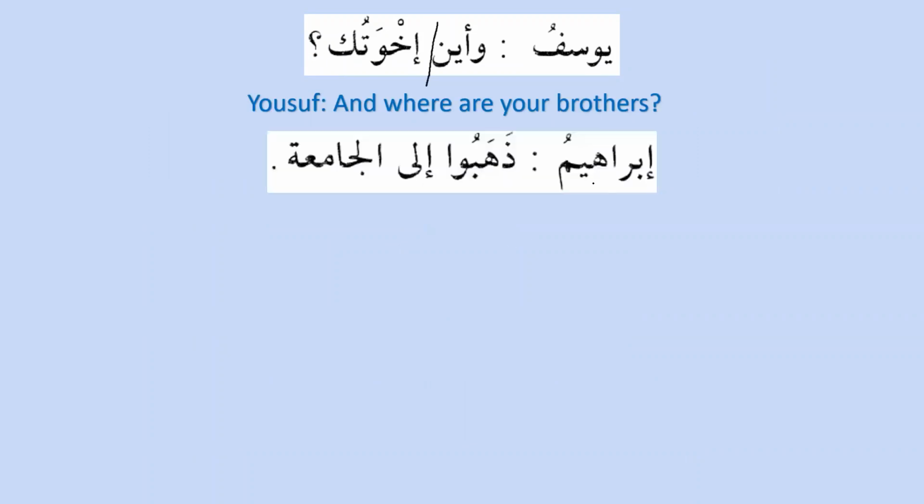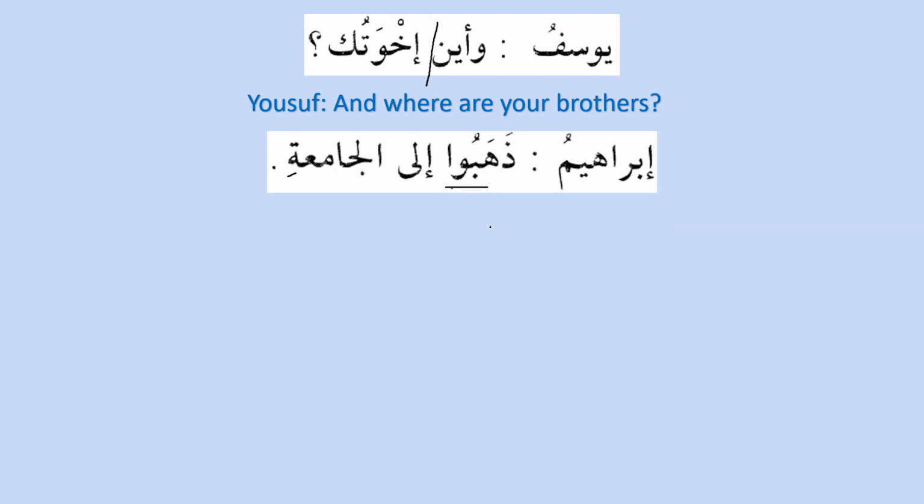Yusufu: wa aina ikhwatuka, and where are your brothers? Now he will respond using the past tense. Ibrahimu: dhahabu ilal jamiati, they went to the university. So when we talk about the brothers, we will use dhahabu. First, we have memorized the conjugation of dhahaba. Dhahaba, dhahaba, dhahabu. They went.